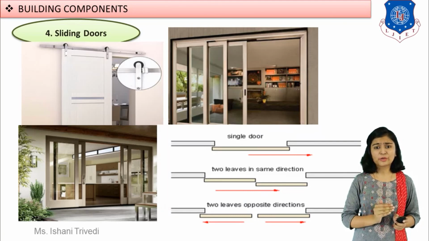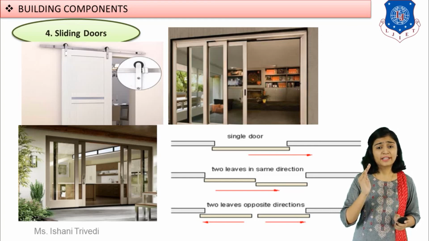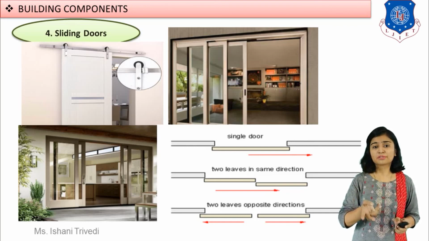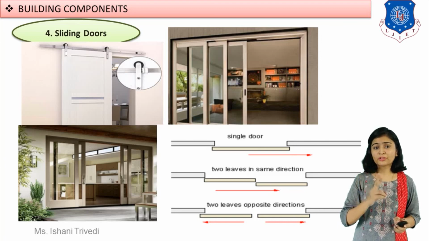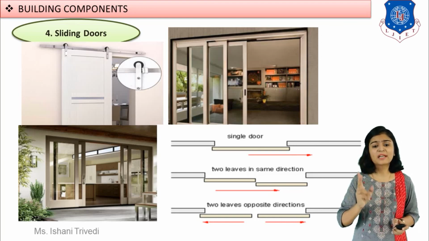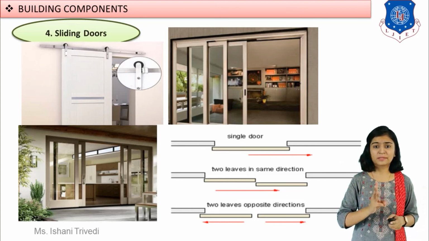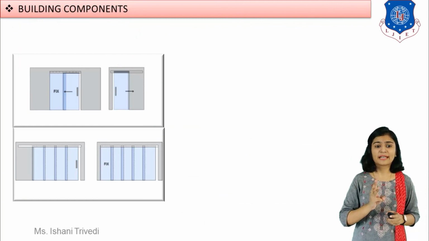Now what you can see over here is in the first single door, that is the one which flashed at first. Second, there are 2 doors. 2 doors means 2 leaves. You can call leaf also. So the 2 leaves are sliding in the same direction, that was the second image, and the third, 2 leaves in the opposite direction, that is your third image. Okay, so this makes your sliding doors.